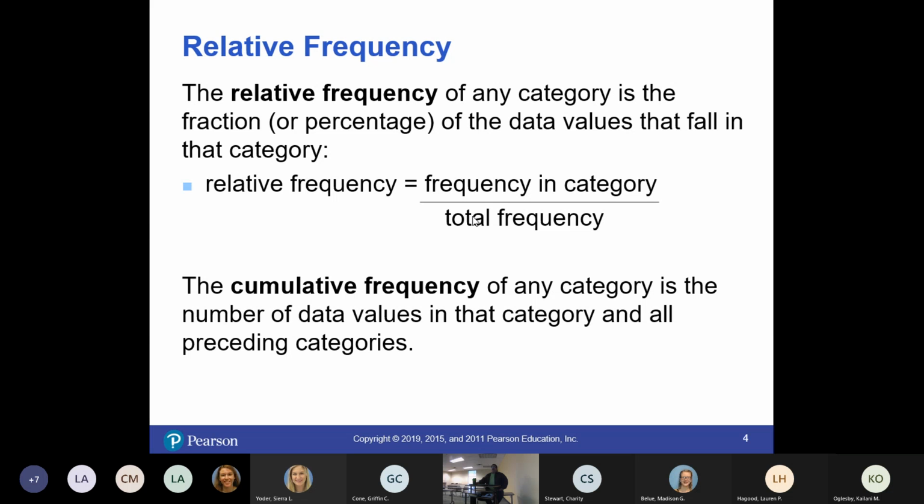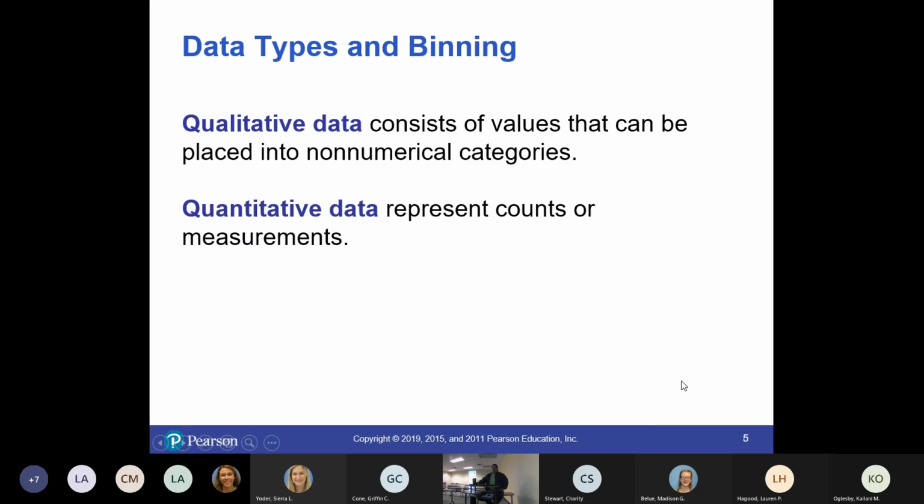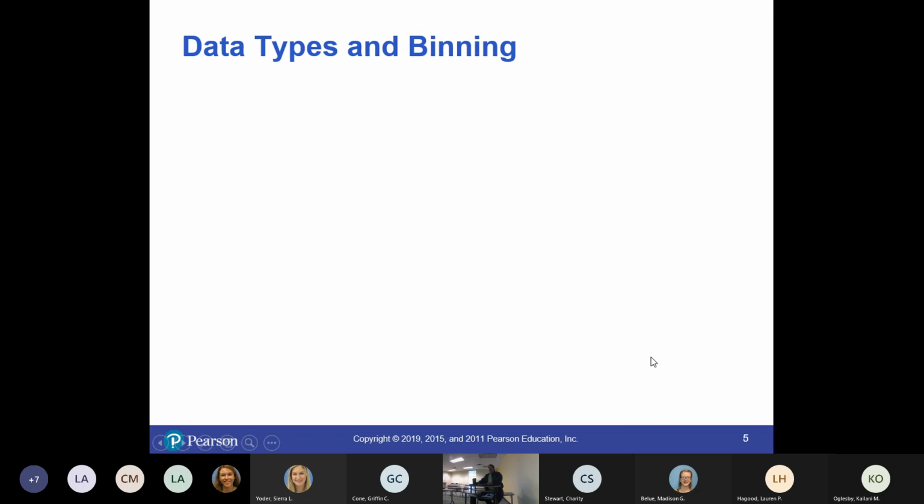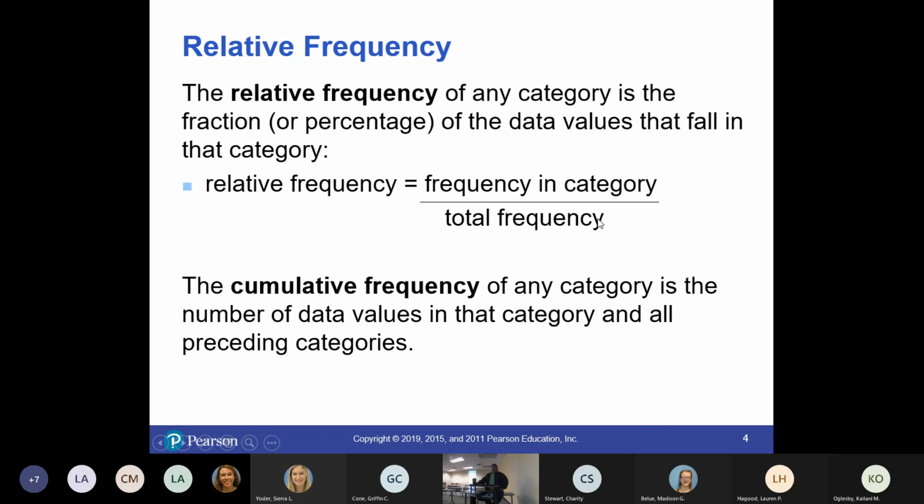Put frequency over n. And if you want to multiply it by 100 to get the percentage, you can. This right here is a decimal. So if you wanted to make it a percentage, you would multiply it by 100.